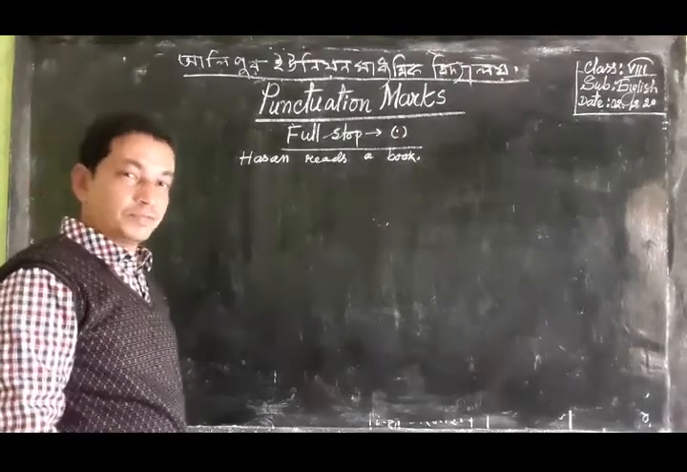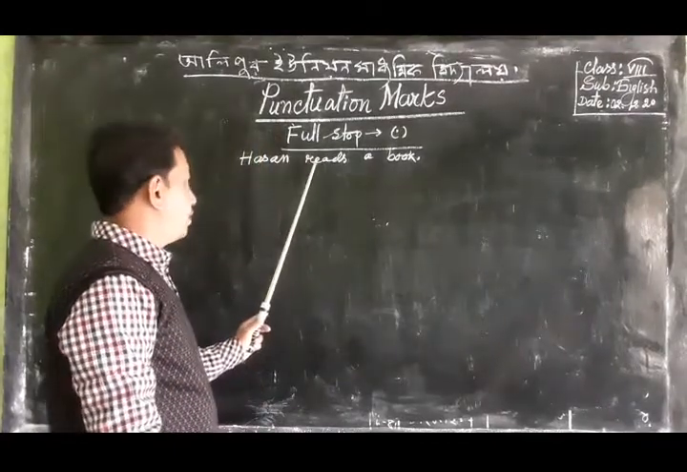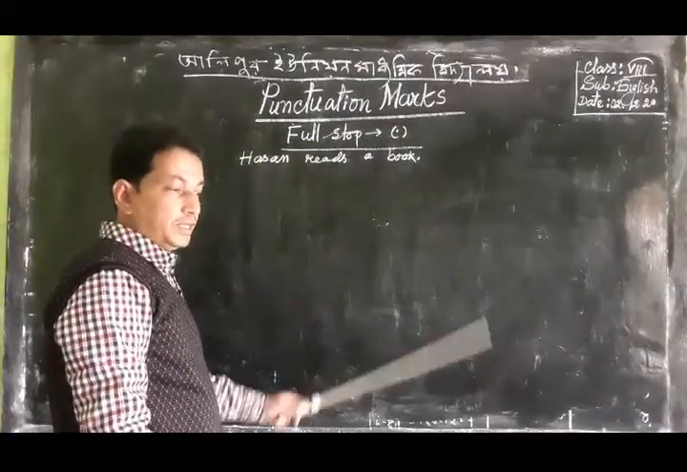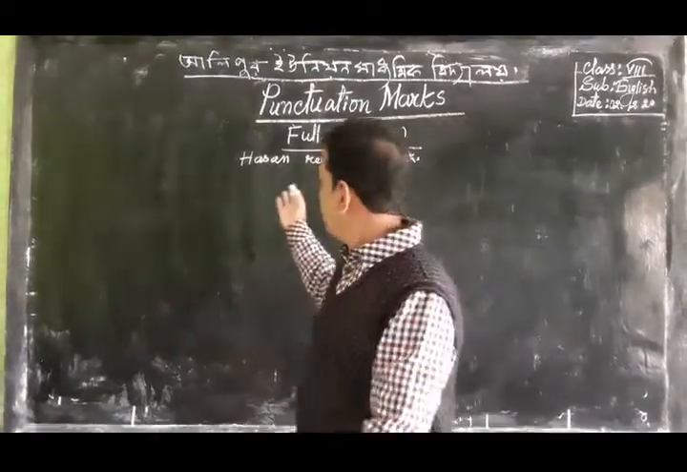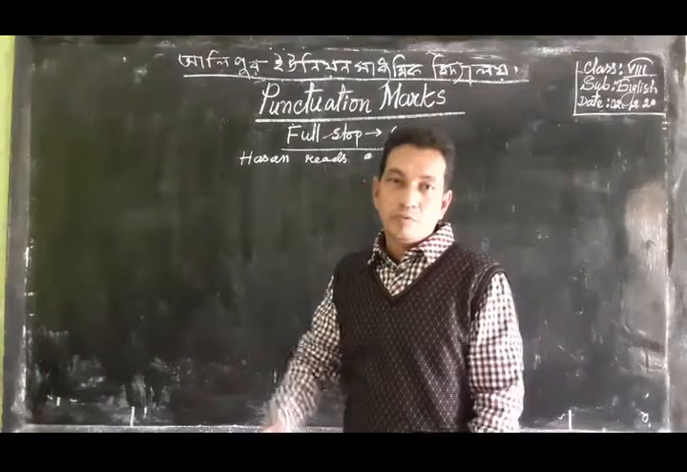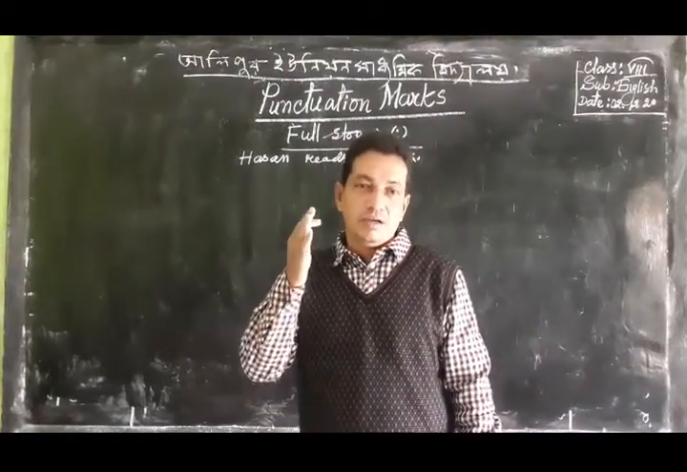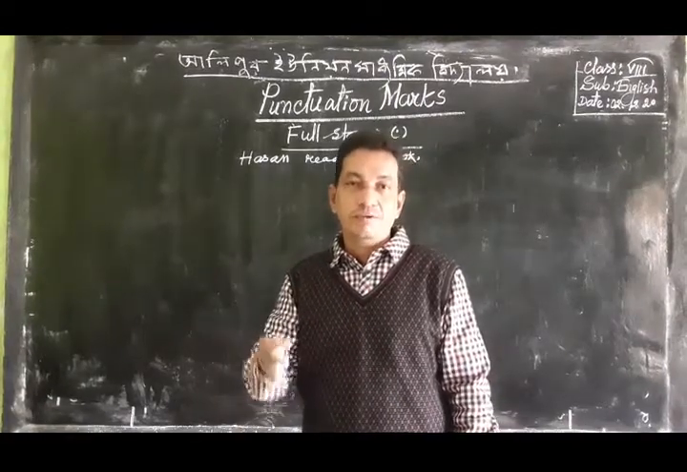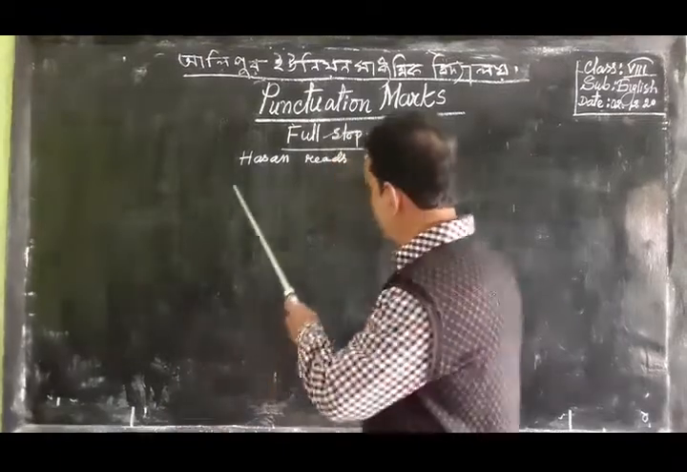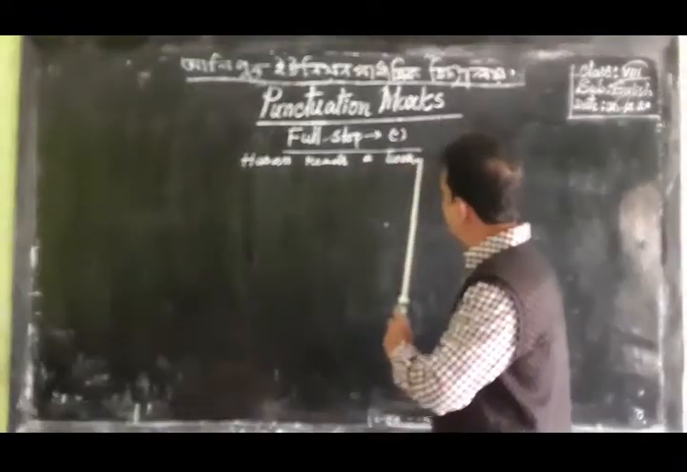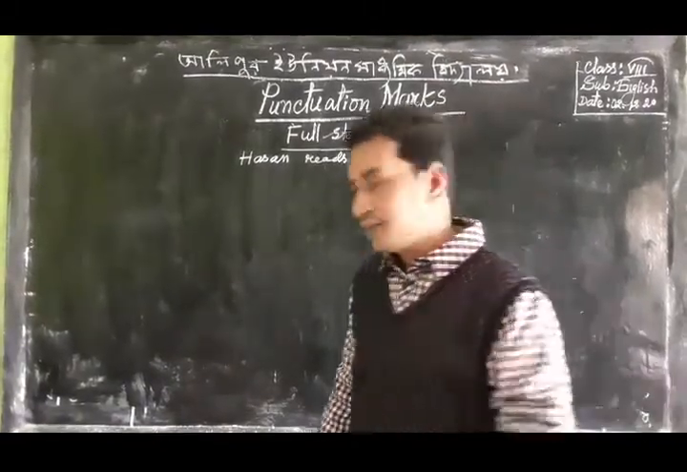It is an assertive sentence, because Hassan is the subject, reads is the verb, and book is the object. If in any kind of sentence, first of all there is a subject, then a verb, then an object or extension, it is called an assertive sentence. So we must use a full stop at the end of an assertive sentence. Next, imperative sentence.